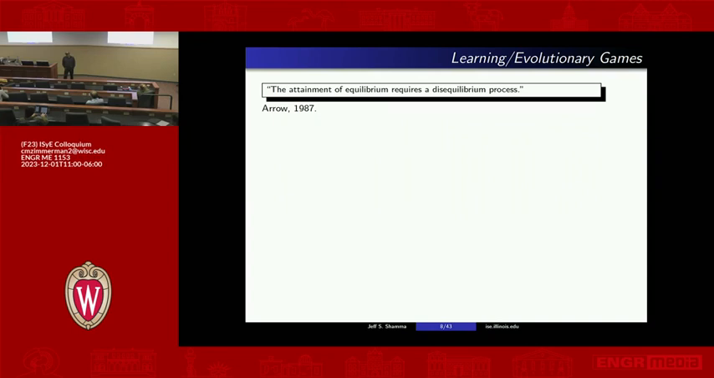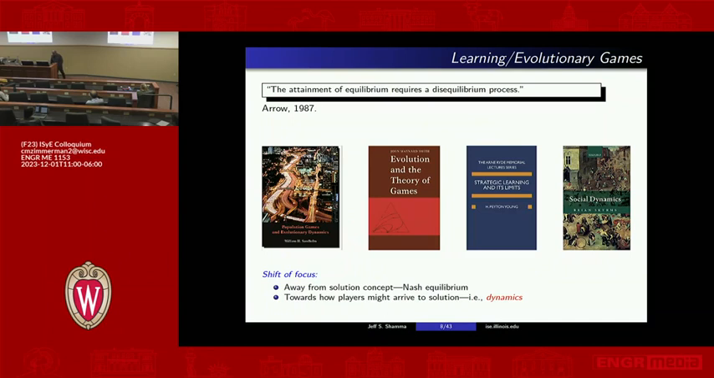The attainment of equilibrium requires a disequilibrium process. The word equilibrium is really weird to someone who studies dynamic processes, because you start with the dynamics and you ask, what's the equilibrium? But this said, here's Nash equilibrium, but what's the dynamics? We didn't define dynamics to talk about an equilibrium. So this quote is saying, we need some kind of dynamic process to have faith in before we have faith in Nash equilibrium. And there's a wide body of work in this area as well.